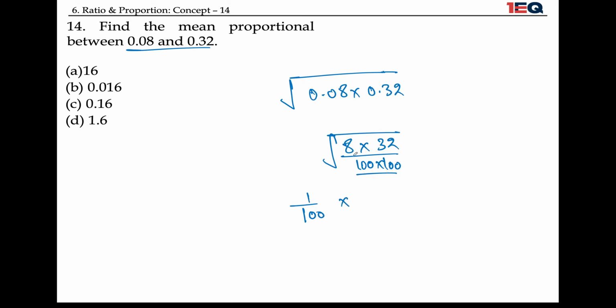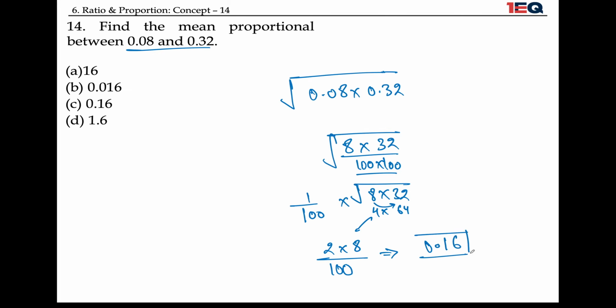is outside. When there is 8 and 32 over here, you can complicate the matter more by multiplying 8 and 32. But what I'll do is, if I bring 2 out of it here, this makes 64, and as I've already taken 2 over here, this makes it 4. So the square root of 4 is 2, and the square root of 64 is 8. So 2 multiplied by 8 upon 100 gives me the answer as 0.16, and this is my final outcome. Okay, this is the mean proportion of the two numbers.